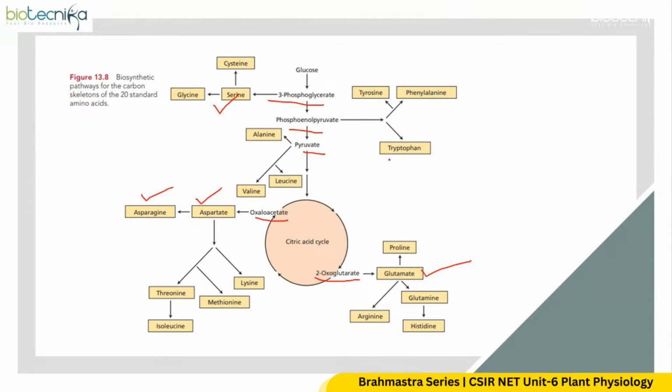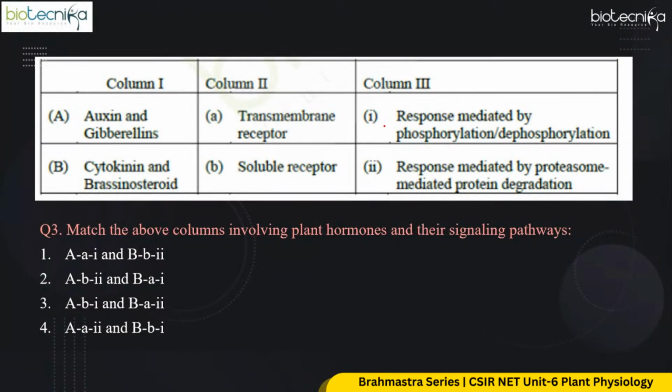Moving on to our next question. This is a match the following: plant hormones with their receptors and the response. Auxin and gibberellins, cytokinin and brassinosteroid; transmembrane and soluble receptor; response mediated by phosphorylation or dephosphorylation, or proteasome-mediated protein degradation. Find out.